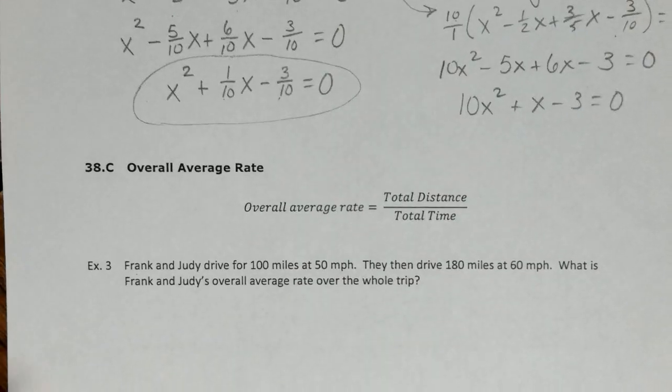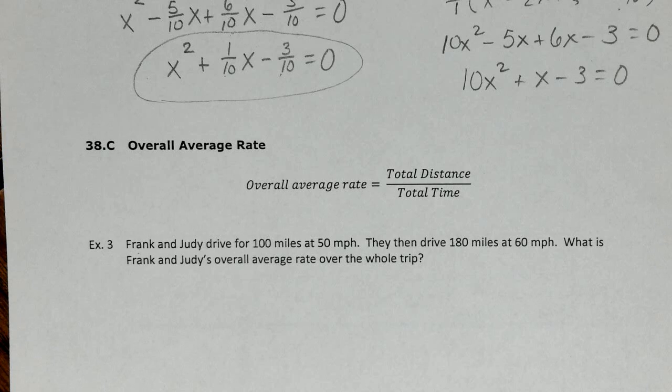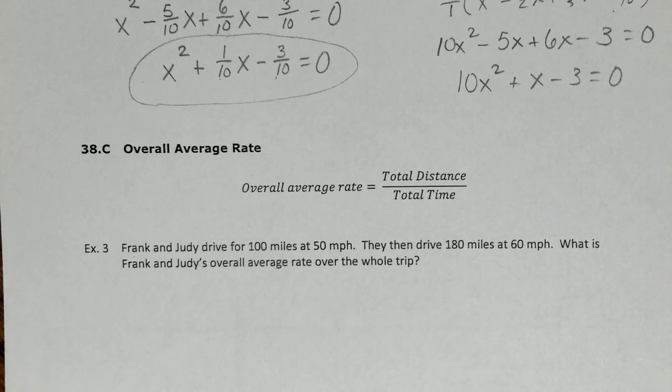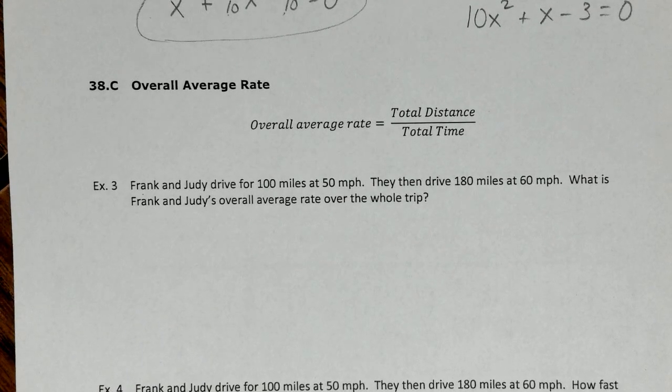And then part C, overall average rate. There's basically your formula. Distance still equals rate times time, so the rate will be the distance divided by the time, but now it's total distance, total time. Let's take a look at two examples here.